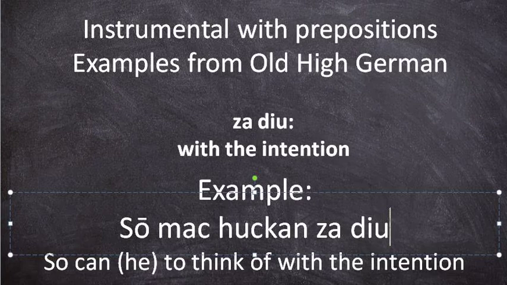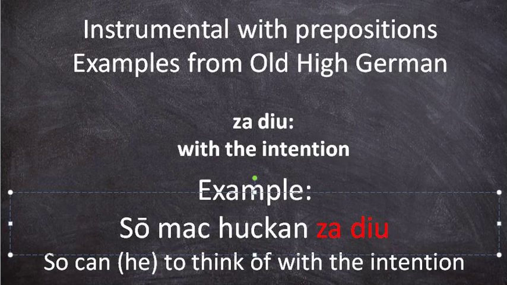So mak hukkan tsa diu. So can he to think of to that. That's another, a more literal translation. But anyway, let's make this red because, you know, tsa diu. All right, let's move on.